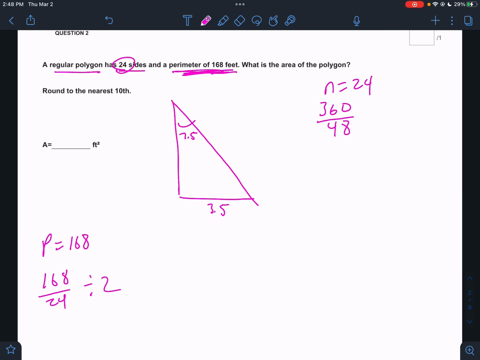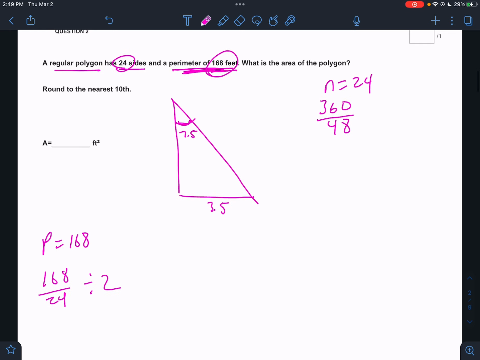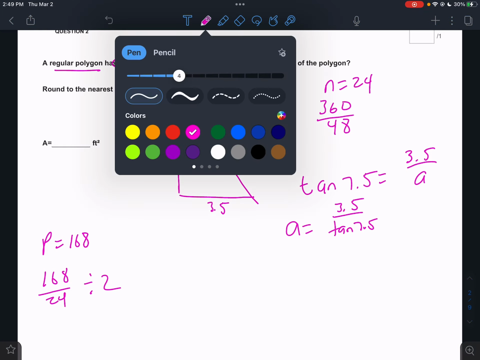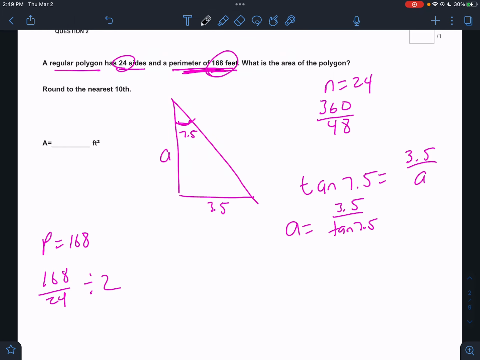So this is our situation. We have 48 of these triangles. So the perimeter is cut into 48 parts, and the angle at the top is cut into 48 parts. And I need the apothem. I'll call it A. So this would be the tangent of 7.5 equals 3.5 over A. So A equals 3.5 divided by the tangent of 7.5. All right, so that's the apothem.